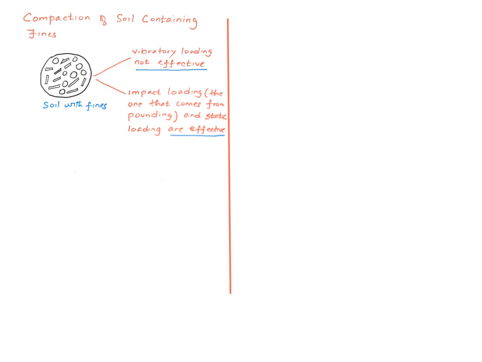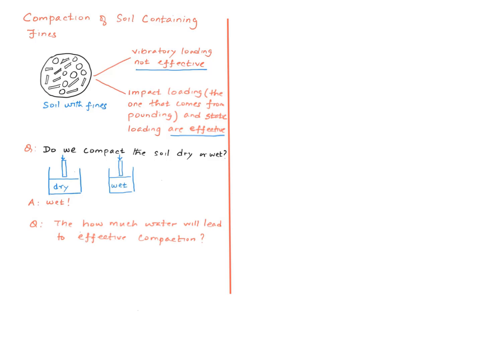Then the question is, do we compact the soil completely dry, or do we compact it with some water in it? It turns out that you cannot effectively compact the soil when it's completely dry. You need to have some water in it. Water lubricates the particles and allows them to be densified. The next question is, how much water?